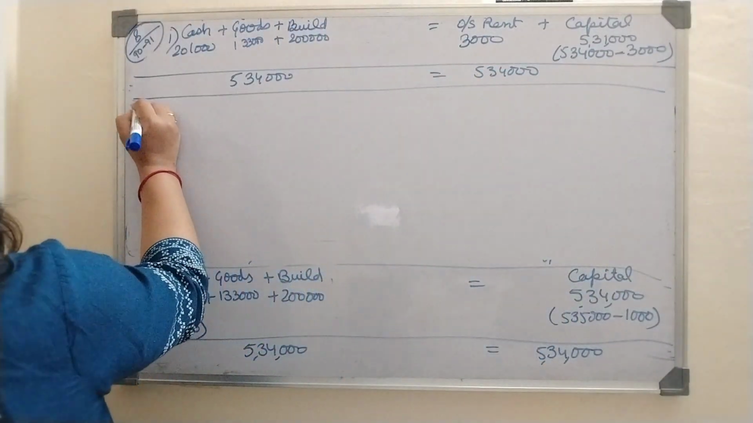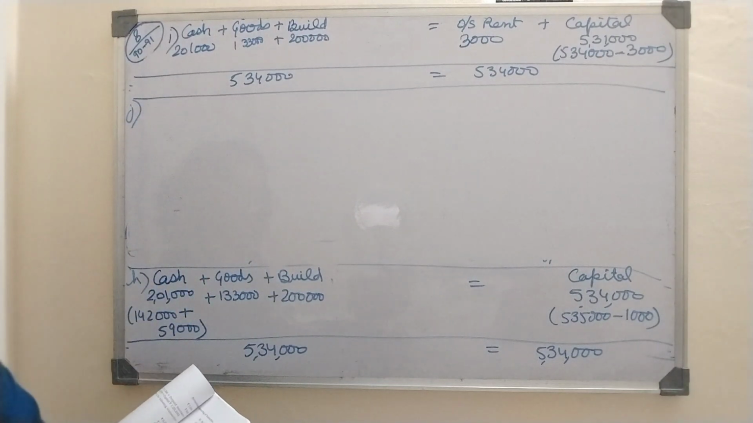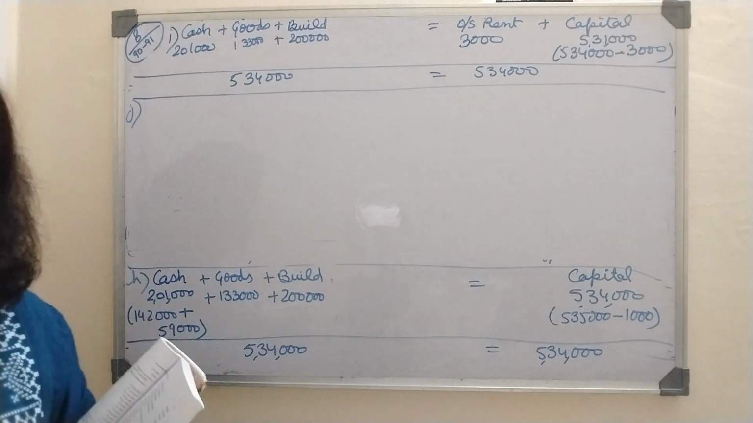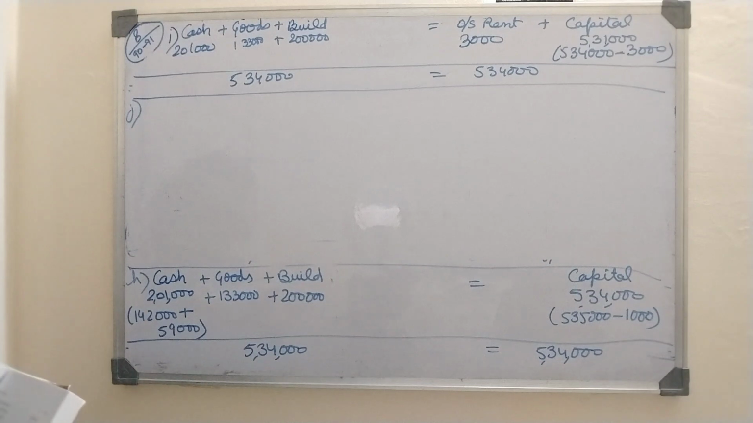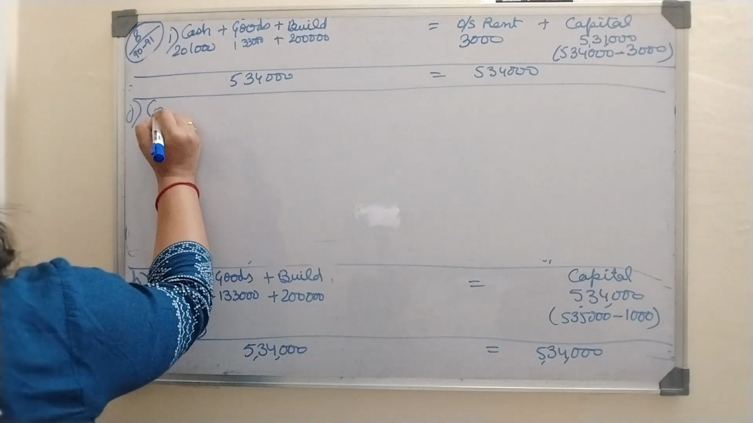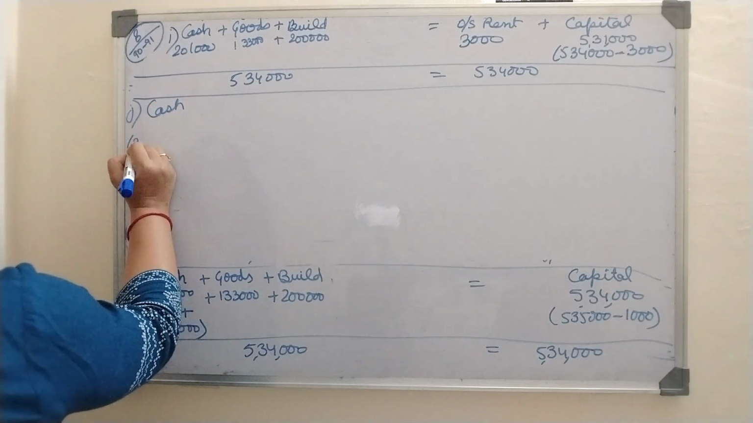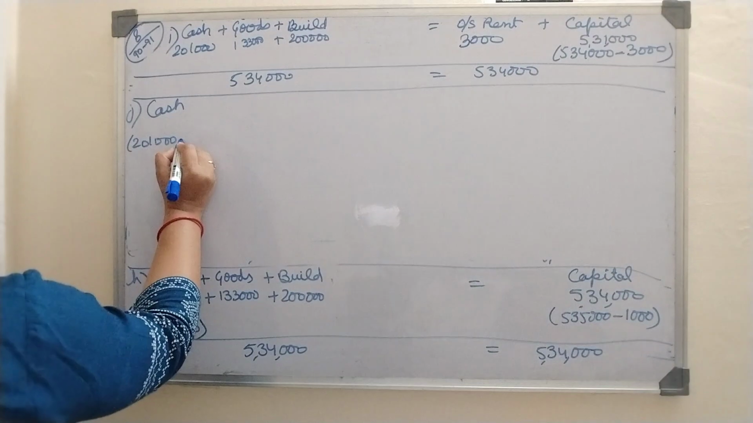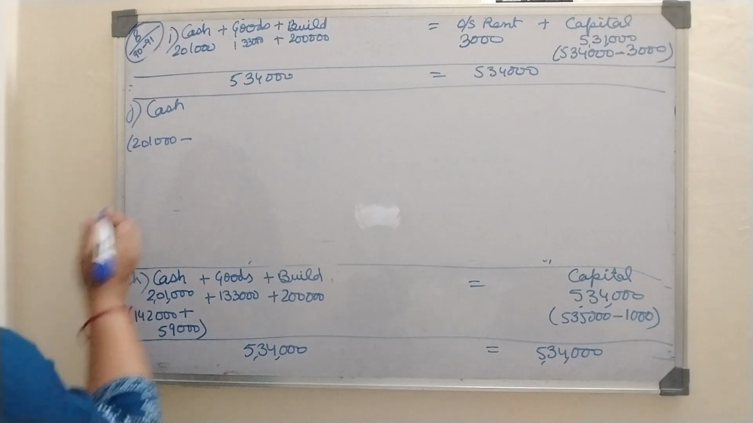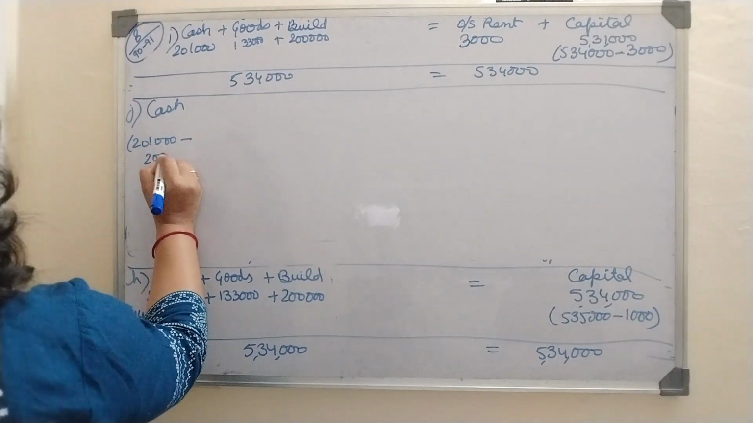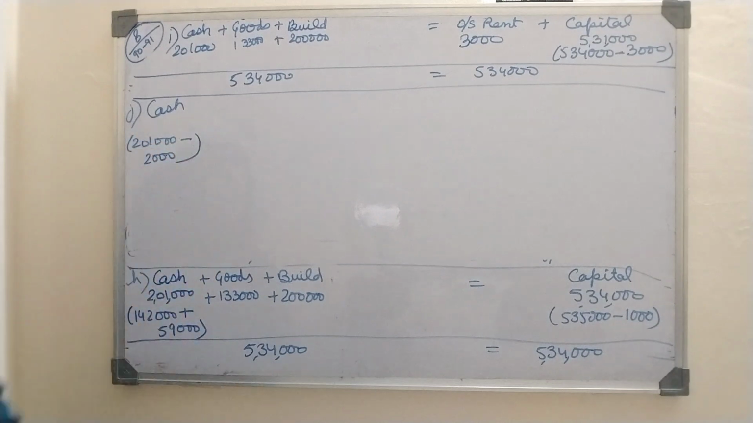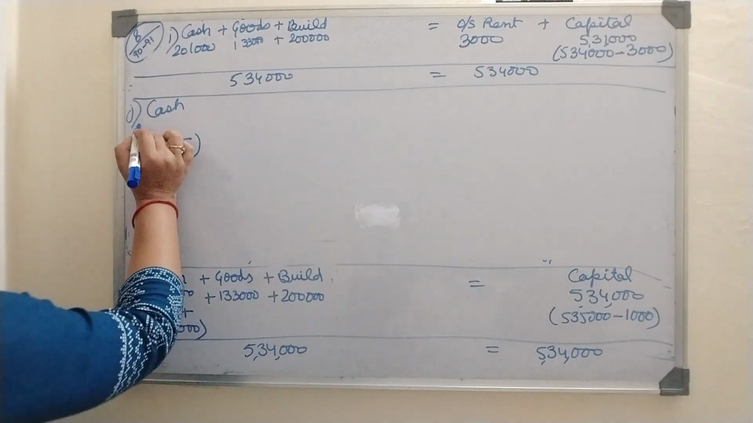Now we go to the next part, J part. It says prepaid insurance. We had seen earlier also prepaid insurance will affect the asset side only. We have to subtract it from cash and open a new head. So 2,01,000 minus 2,000. We subtract 2,000 from this, then it comes to 1,99,000.